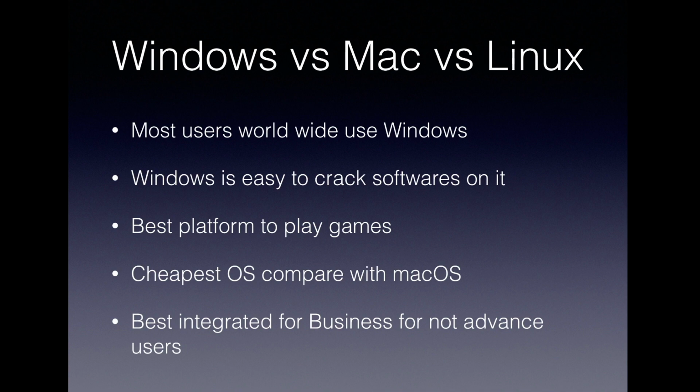So what's the difference between Windows, Mac, and Linux? The first is most users worldwide use Windows. Like I said before, Windows is easy to crack software on. For example, if you want to use Adobe Premiere or even a Windows crack, you can do it pretty simply. You download it from a website, click on it, and most of the time it's just next. Not like on Linux, where you have to know a little bit about programming to open a terminal. At least in IT, you need to know something about IT. So Windows is pretty simple to do it.